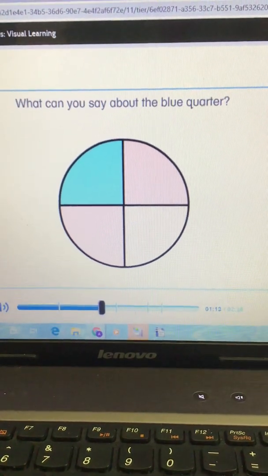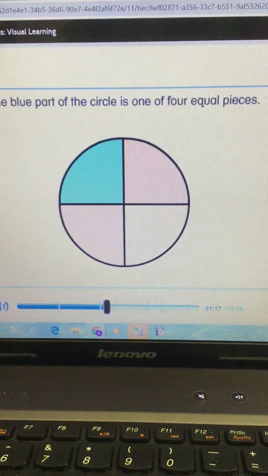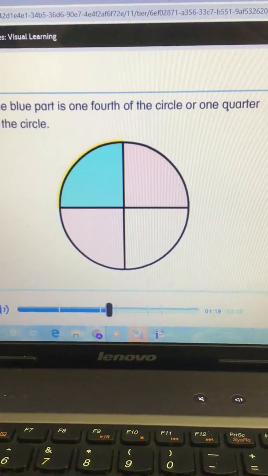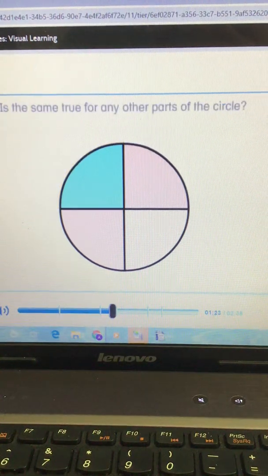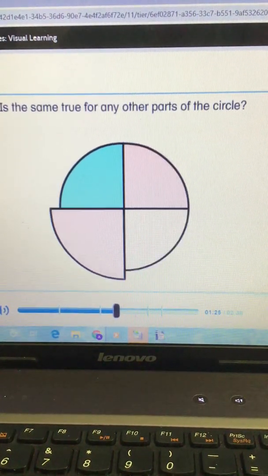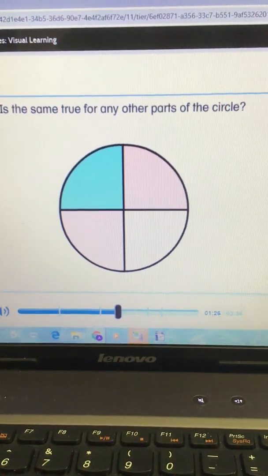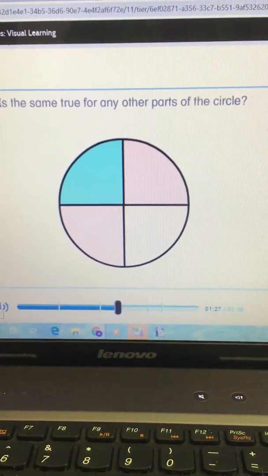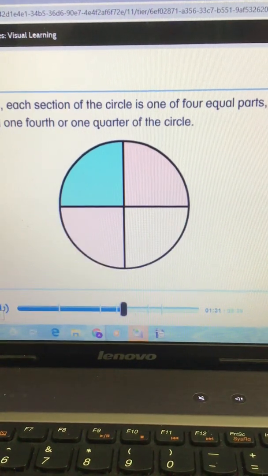The blue part of the circle is one of 4 equal pieces. The blue part is 1/4 of the circle. Is the same true for any other parts of the circle? Yes, each section of the circle is one of 4 equal parts, and 1/4 of the circle.